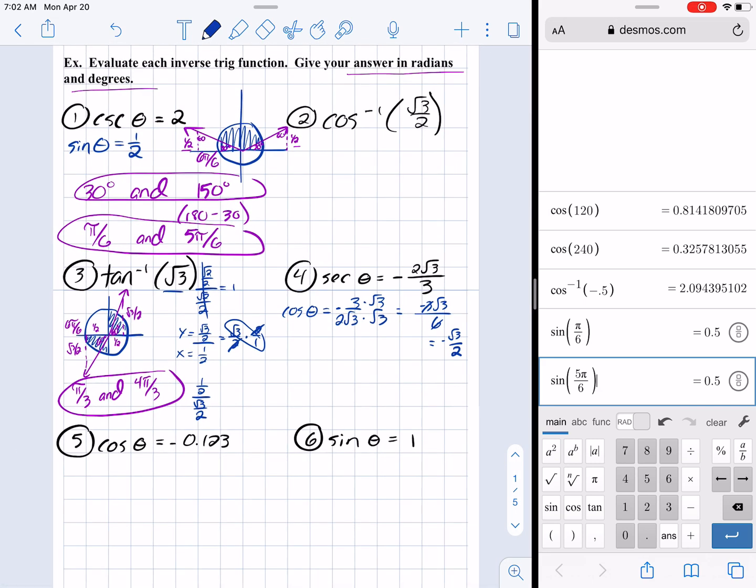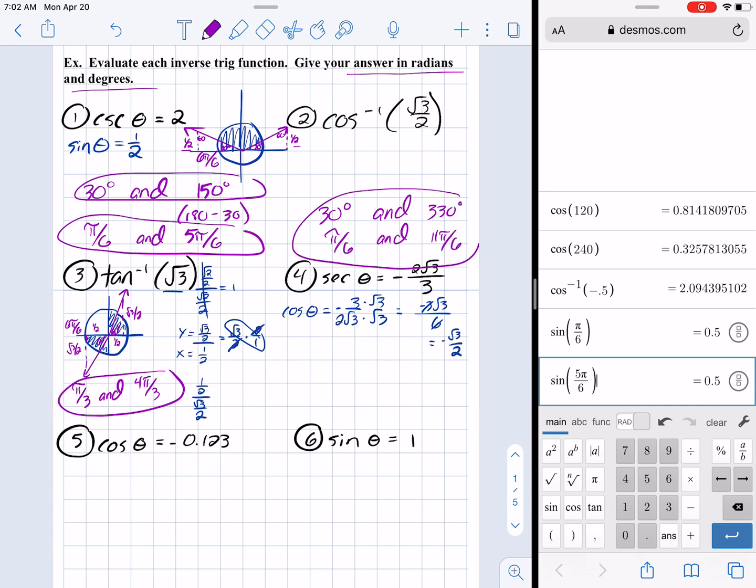I'm going to put the answer out. Remember, you should be getting 2 answers, and you should be putting them in degrees and radians. Okay, for number 2, you should have gotten 30 degrees and 330 degrees. Our answers in radians would be pi over 6 and 11 pi over 6.